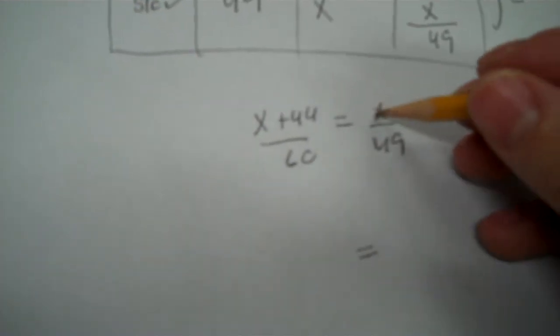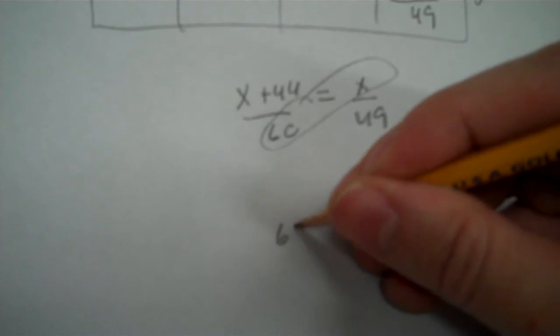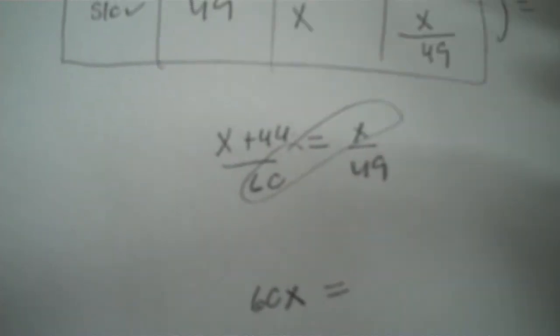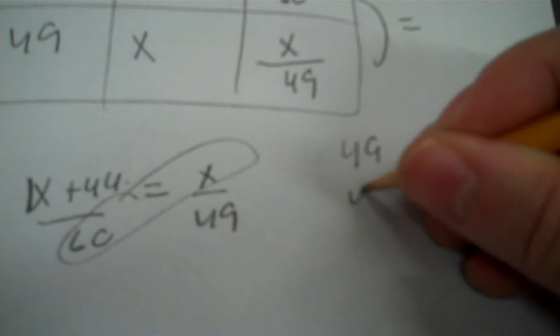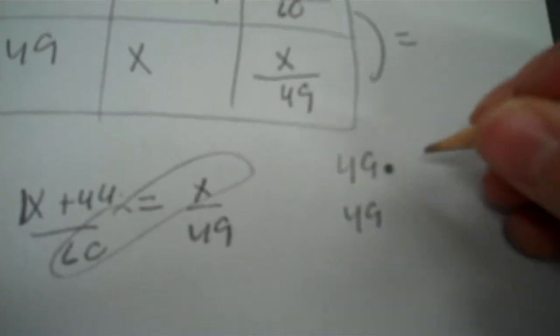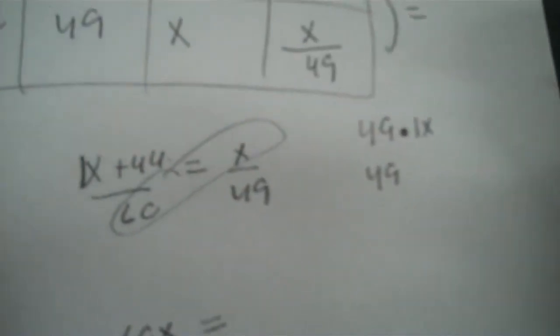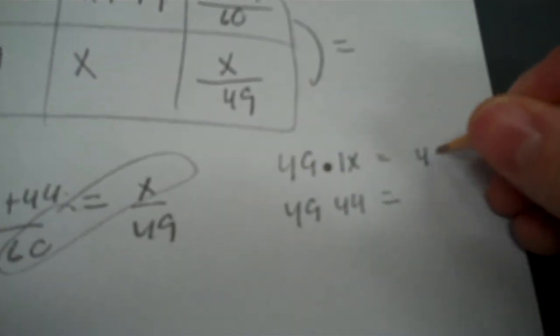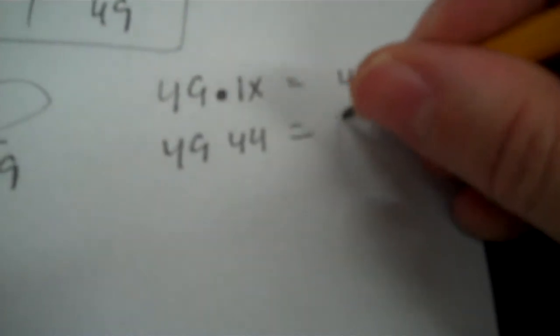Okay, now so we know 60 times X is 60X. That product's pretty easy, but over here, you got to take 49 times X and 49 times 44, so I'll put a 1 there. You don't have to put the 1, you just times it by X, it'd be the same thing. So we know that that's 49X, 49 times 44, probably going to need a calculator. 2,156.